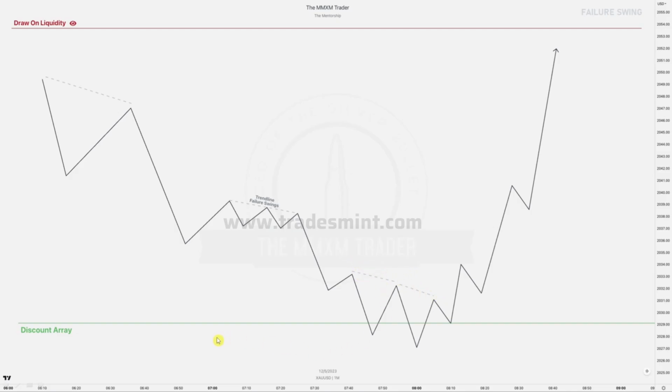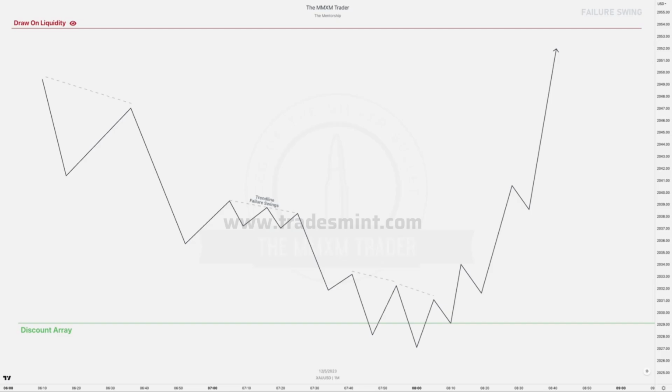Now once we hit that discount array and we've got a low formed over here, we want to be targeting those failure swings as our draw on liquidity. And why is that our draw on liquidity? This is low resistance liquidity, right? So we always want to go for that low resistance liquidity.